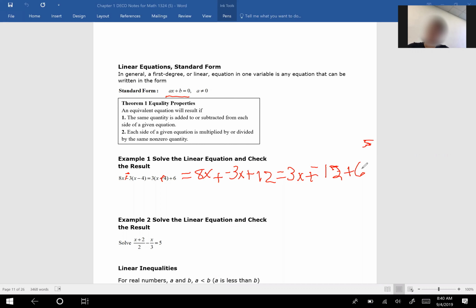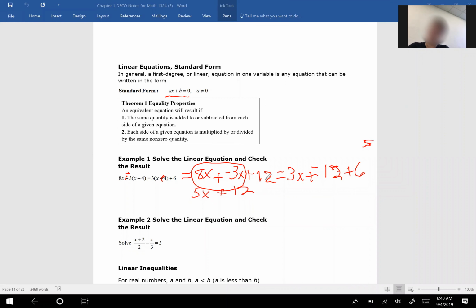Now, can you tell me, do I have any like terms over here? Yes, I do. These first two both have x in them. That means I can add those together. What is 8x plus negative 3x? 5x. Yeah, we said last time, as long as they're like terms, if they've got the variables in there, then I'm adding up the coefficients. So the 8 plus negative 3 gives me a positive 5x. And then I still have this plus 12.